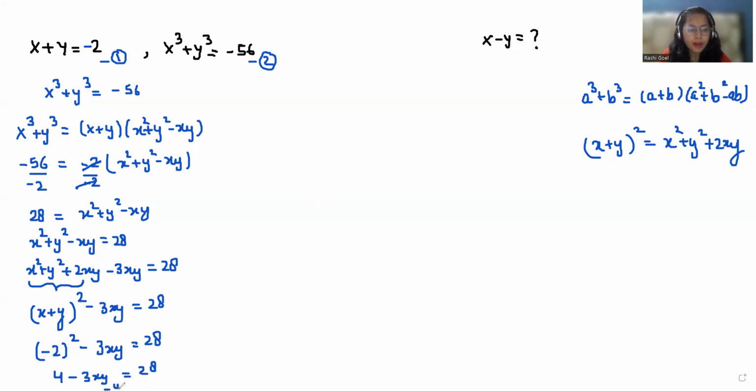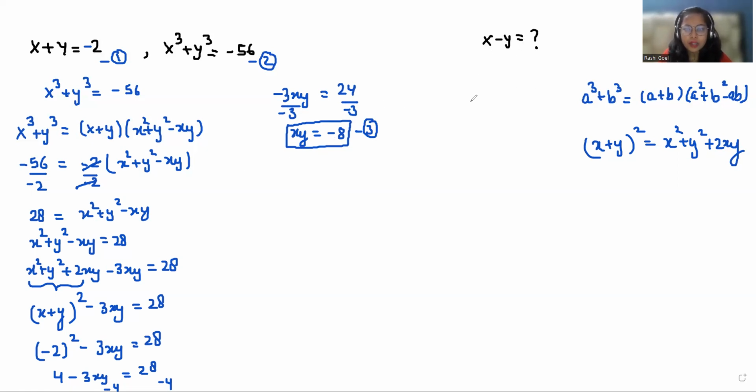Now I'm going to subtract 4 from both sides. So -3xy is equal to 24. Now I'm going to divide both sides by -3. So the value of xy is -8. And I'm considering it as equation number 3.